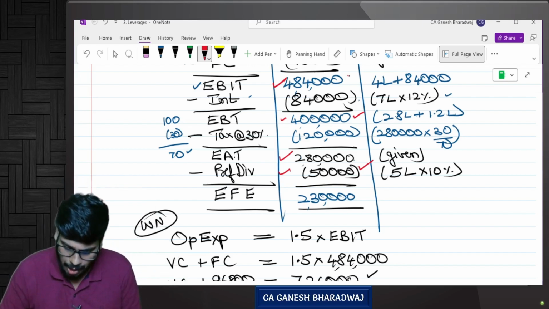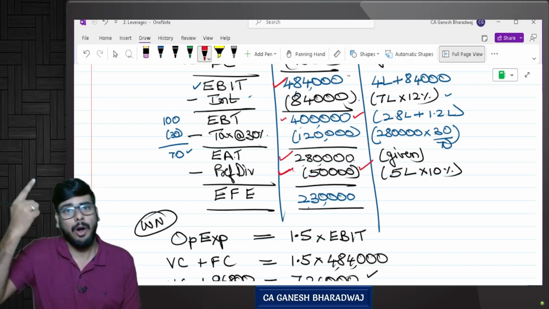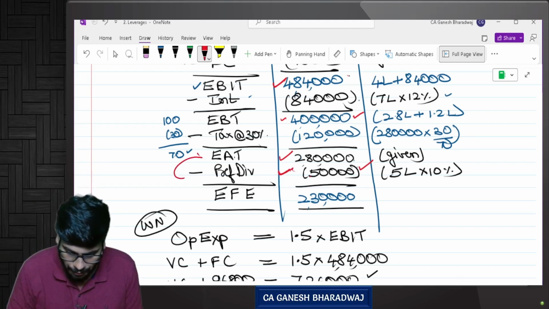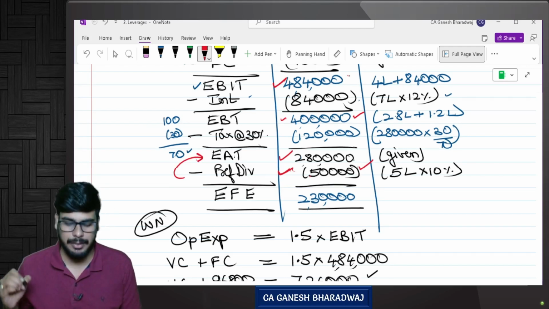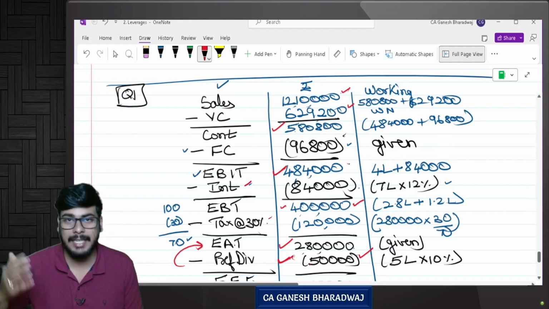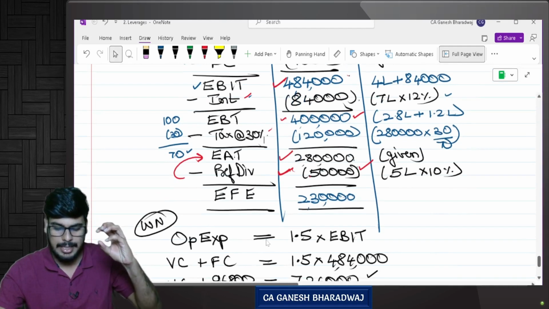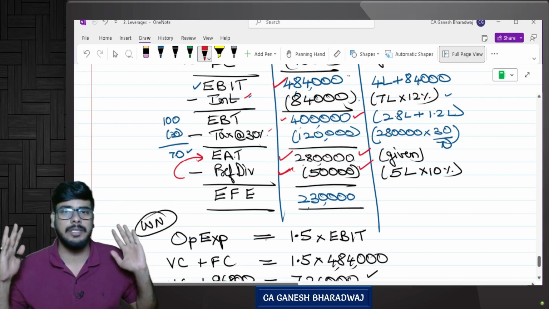Now you tell me, how much is the preference dividend? 50,000 rupees. Now preference dividend is paid out of what? It is paid out of earnings after tax, correct or not? Out of earnings after tax only, preference dividend is paid. Before this I need to pay interest and my taxes, and the earnings after tax is the amount available out of which the preference dividend will be paid.